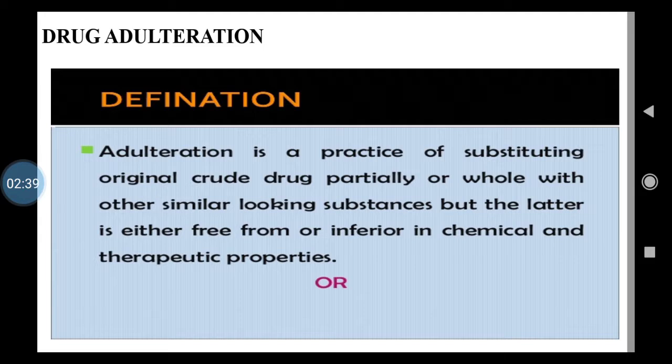We will see what is adulterant also. And that similar looking substance is inferior in quality. It is not a genuine drug, and it is also less therapeutically effective.